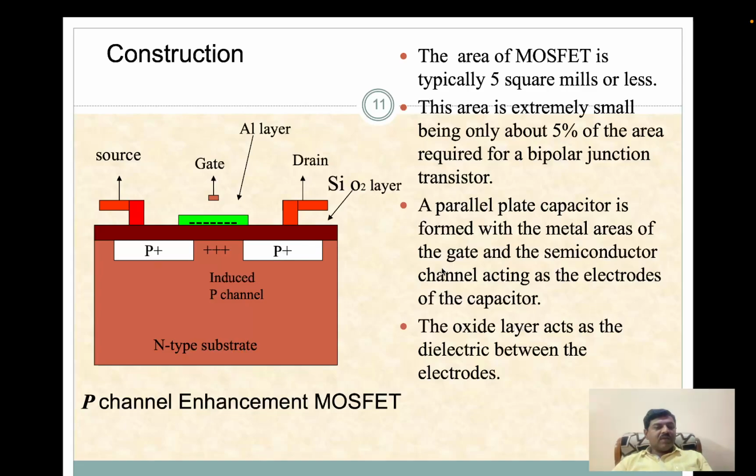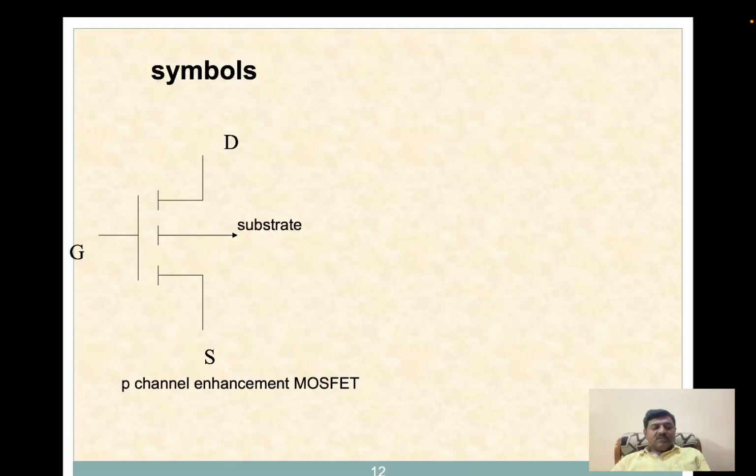So a parallel plate capacitor is formed with the areas of the gate and the semiconductor channel acting as electrodes of the capacitor. The oxide layer acts as the dielectric between these electrodes. This silicon dioxide layer which is deposited here will act like a dielectric, and this aluminum layer will act like a conductor, and this substrate will act like a conductor. Two conductors separated by a dielectric is called a capacitor, and this MOSFET acts like a capacitor. This is the symbol for a P channel enhancement MOSFET.